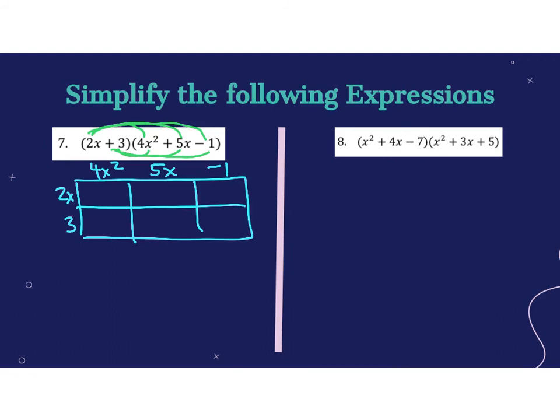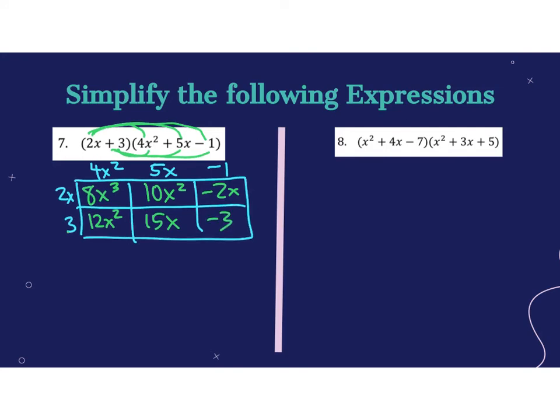So 2x times 4x squared is 8x to the third. 2x times 5x is 10x squared. 2x times -1 is -2x. 3 times 4x squared is 12x squared. 3 times 5x is 15x. 3 times -1 is -3.